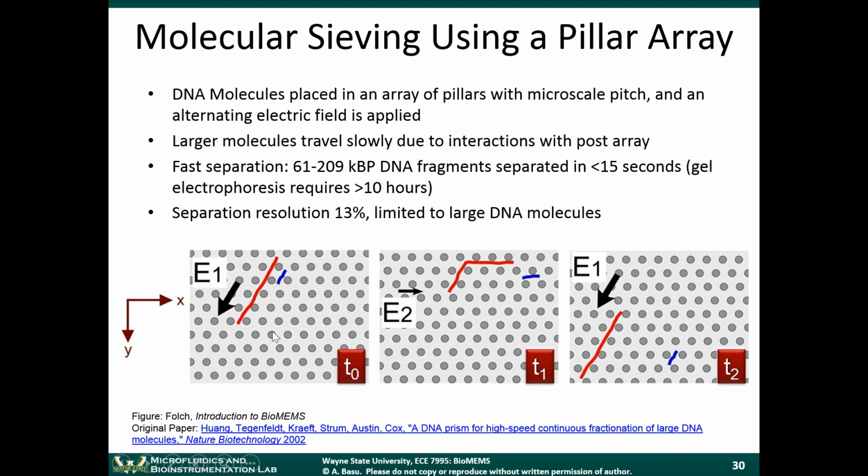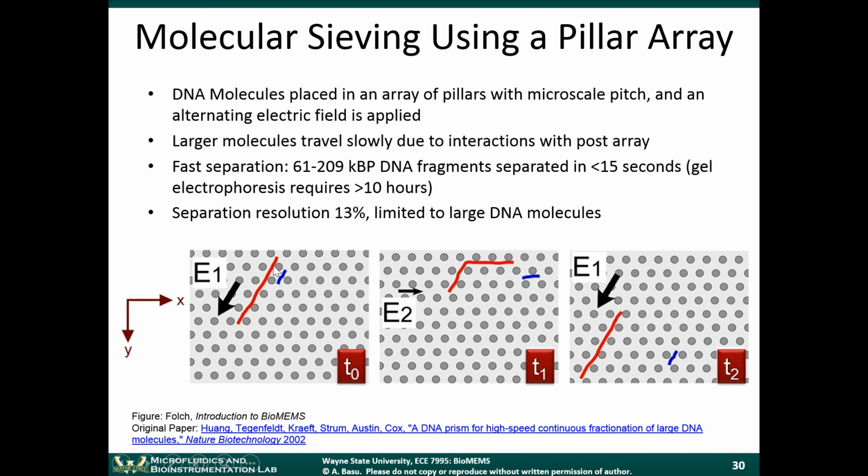These pillars might be 10 to 100 microns in size, and the spacing is roughly on the same dimension. They do a pulsed electric field. They do an electric field in the diagonal direction and then in the horizontal direction. And it turns out that the large molecules travel more slowly due to interactions with the post array. So this red line here shows a long DNA molecule. The blue line shows a short DNA molecule.